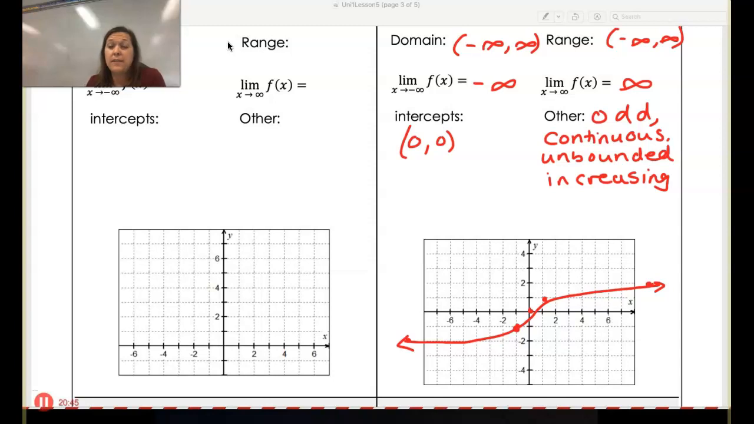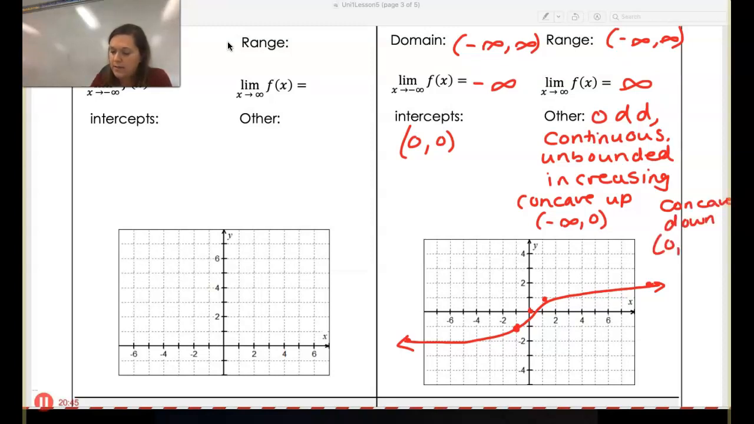And then we do have some concavity here. Does everybody kind of see the concavity? I would say that we're concave up from -infinity to 0, and we're concave down from 0 to +infinity, which would make what our point of inflection? 0, 0. So your point of inflection is where the concavity changes.